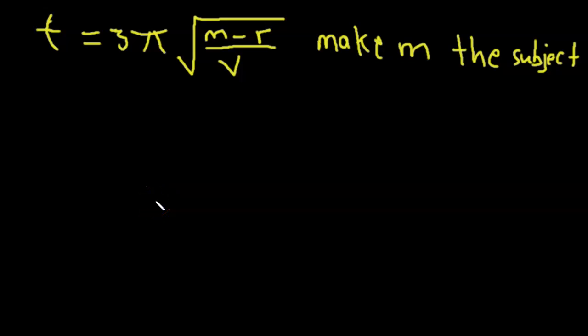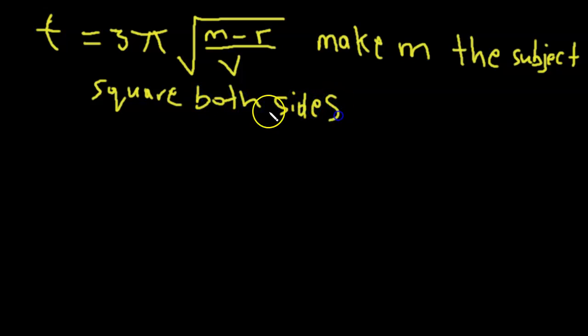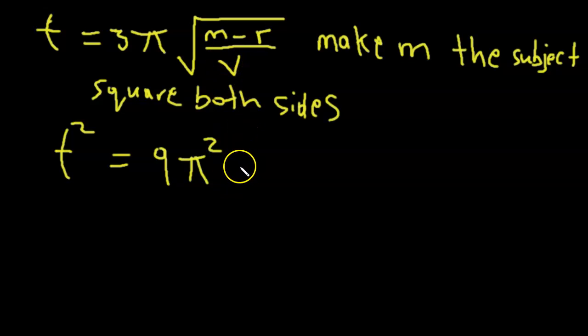Okay, here we have another problem. T equal to 3 pi square root of m minus r over v. So again, the first thing I want to do is square both sides, so we can get rid of the square root. So we square both sides. T squared, t times itself is t squared. Square this term, we get 3 squared, which is 9. Square pi, we get pi squared. And square the square root, we get m minus r over v.